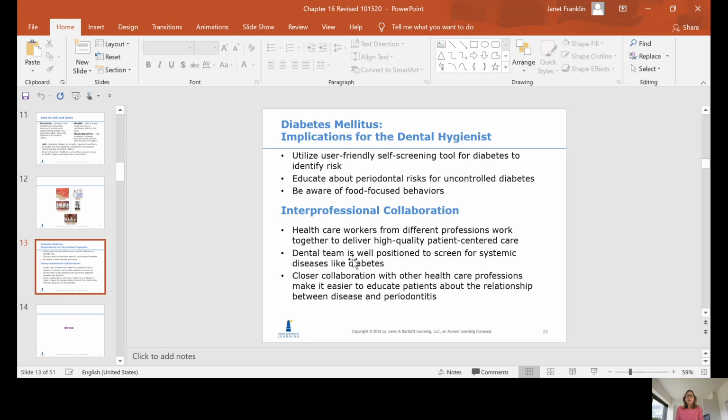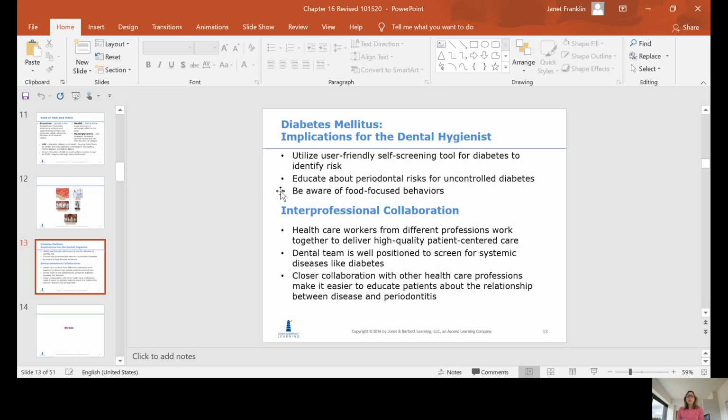Implications for the dental hygienist. Utilize a user-friendly self-screening tool for diabetes to identify risks. Educate about periodontal risks of uncontrolled diabetes. You're going to see a common denominator here for all of these risk factors, and that's the term educate. Educating your patients whenever they have any kind of risk factor is going to be number one. If the patient is aware of what to do, what to expect, how things can and can't go wrong, you're going to have a much more favorable, compliant patient.